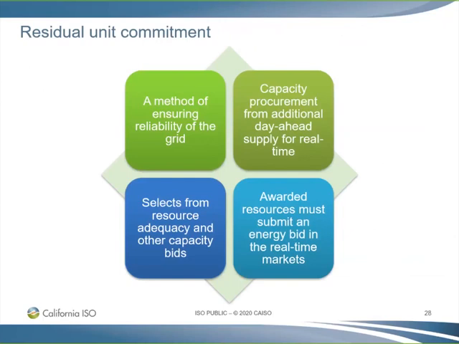The residual unit commitment process is a method of ensuring the reliability of the grid. RUC is used to bridge the gap between what cleared for each hour in day ahead compared to what the demand forecast is for that hour. If a resource is awarded for RUC capacity, they will need to submit an energy bid in real time. There may be a payment for the capacity in day ahead, and if we need the energy in real time, there will be an additional payment at the real-time energy price.